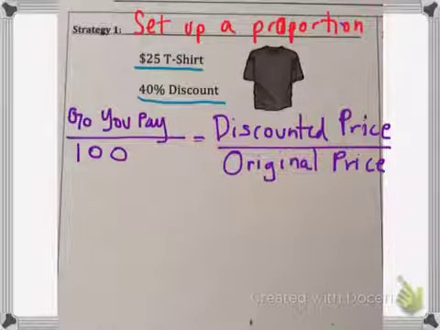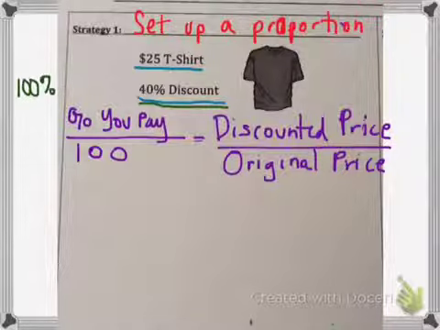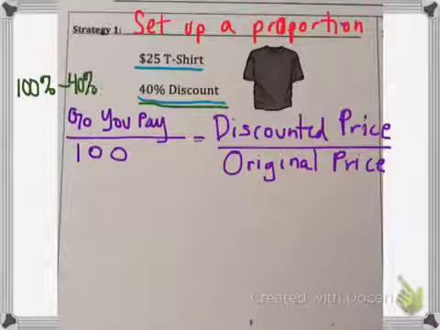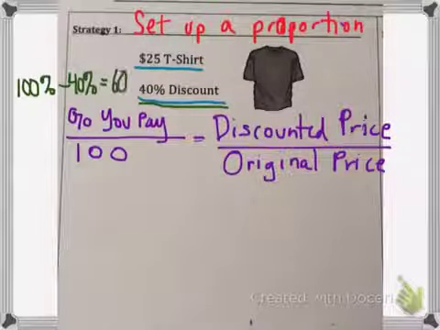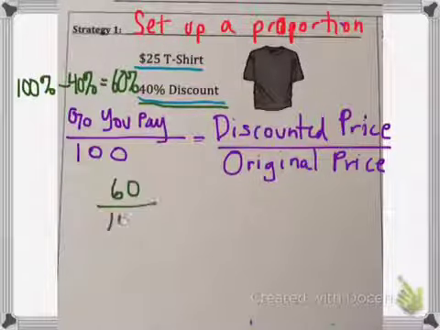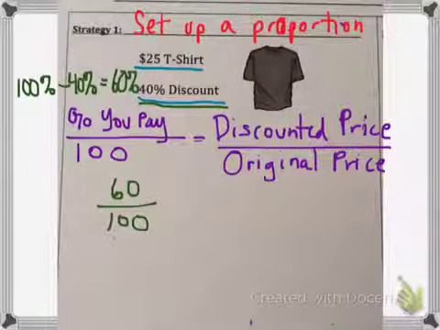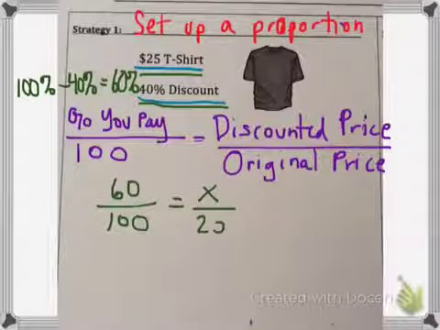The 40% discount means that I don't have to pay 40% of the cost. So to find the percent you pay, you simply do 100% minus the 40%. 100% minus 40% gives me 60%. So the percent I pay is 60 over 100. I keep the 100, my discounted price is X because that's what I'm looking for, and the original price, looking back at our problem, is $25.